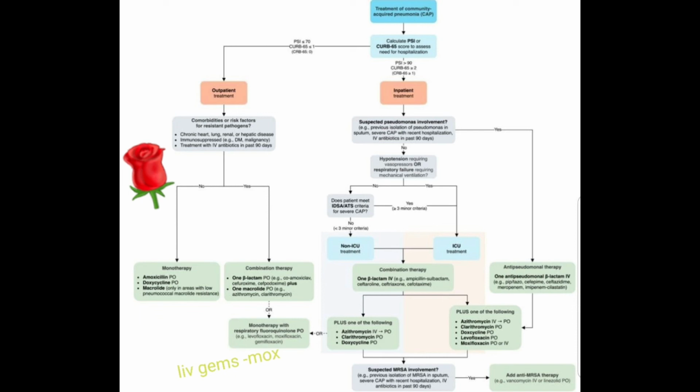Now, after doing all these, if you have a suspicion of MRSA involvement, then you will add anti-MRSA therapy, that is vancomycin IV or linezolid per oral. What makes you suspect MRSA involvement are previous isolation of MRSA in the sputum, severe community-acquired pneumonia with recent hospitalization, or IV antibiotics in the past 90 days.